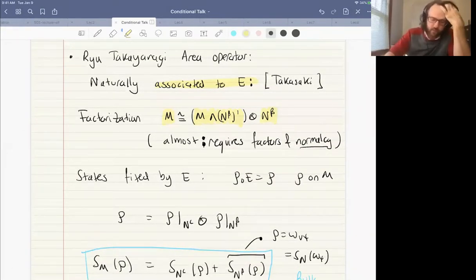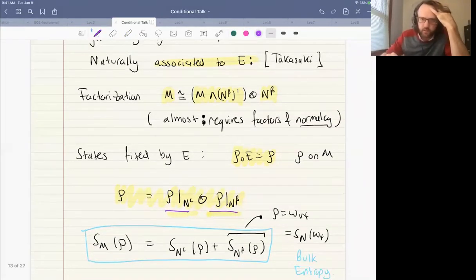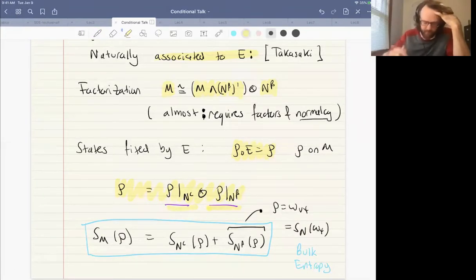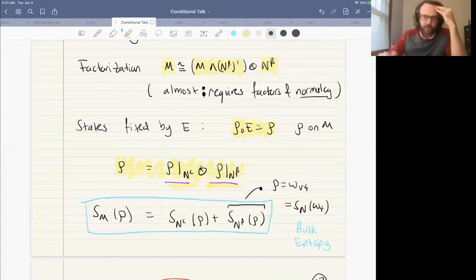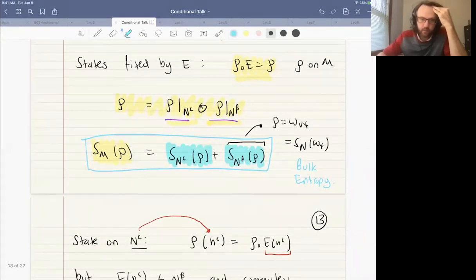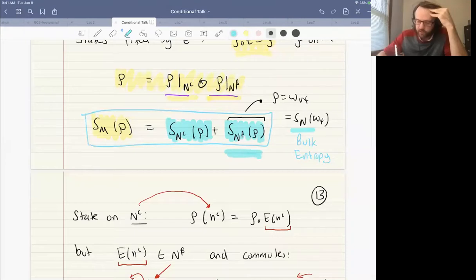And more importantly, you have this tensor product structure and the states that are fixed by the conditional expectation, which remember for us was the state in the code subspace, are factorized. They're always factorized between this relative commutant and the subalgebra. If we have this tensor product structure, then it's easy to see that the entropy associated to M for such states that are fixed by the conditional expectation is just additive. So you get a sum between entropy on the relative commutant and entropy on the subalgebra. This entropy on the subalgebra is just going to become the bulk entropy. So for states on the code subspace, you can show that this is just the entropy in the bulk region.